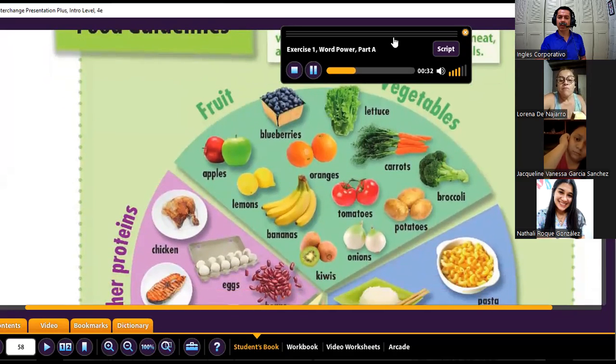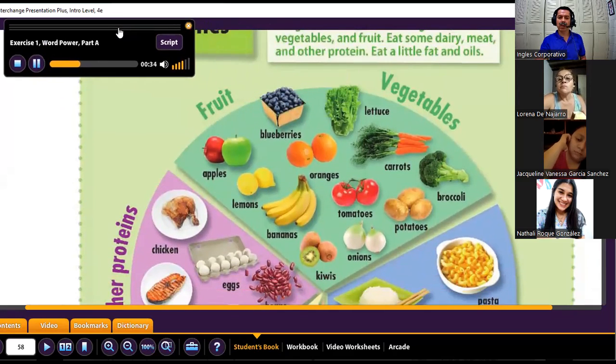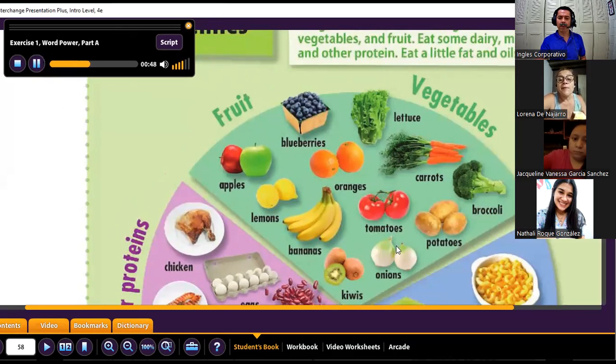Listen and practice. Fruit. Apples. Blueberries. Lemons. Oranges. Bananas. Kiwis.